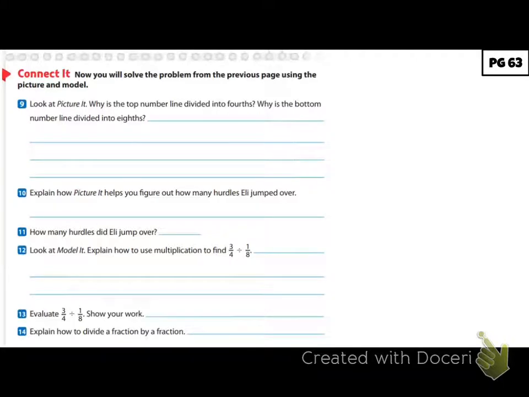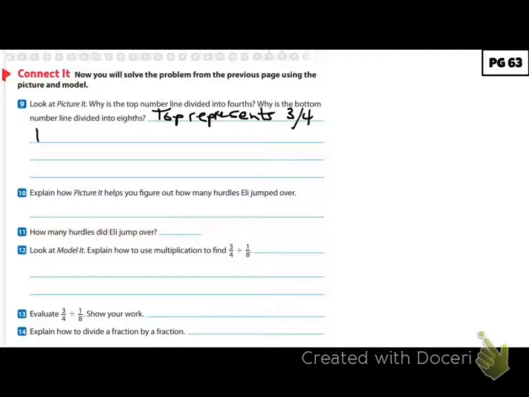Number 9, top of page 63. Look at the picture on the previous page to picture it. Why is the top number line divided into fourths? And why is the bottom divided into eighths? Well, the top, you want to represent the 3/4. So the top represents the 3/4, which is the total distance.